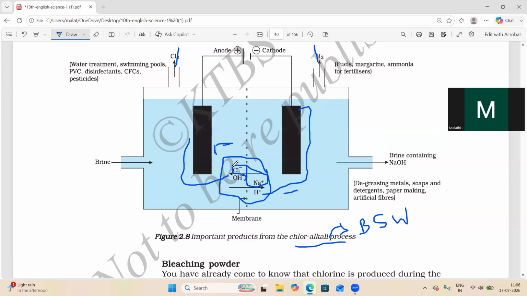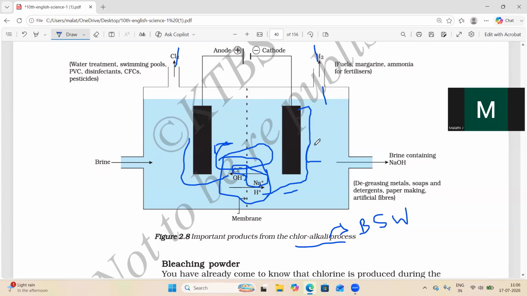The chlorine gas quickly moves towards the anode side and evaporates. Hydrogen, H2, quickly moves towards the cathode side, then it evaporates from this side. So the remaining thing that we have here is NaOH. So NaOH will be present here.